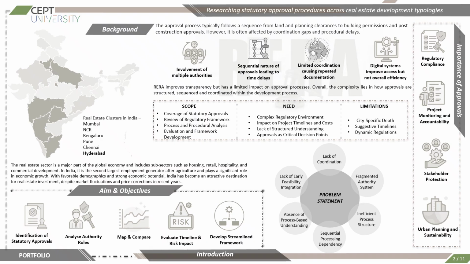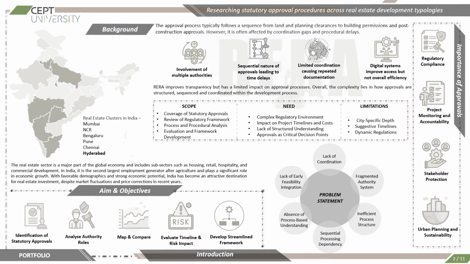One of the major issues in the approval system is the involvement of multiple authorities. Different departments handle different approvals, making the process highly fragmented and coordination intensive. Another issue recorded is the sequential nature of the approval system, where delays in one stage directly affect subsequent stages. Limited coordination between departments also results in repetitive documentation and procedural inefficiencies.